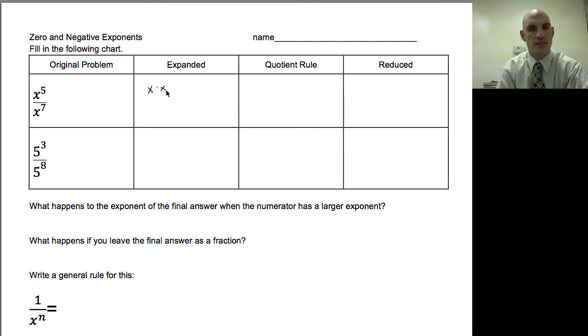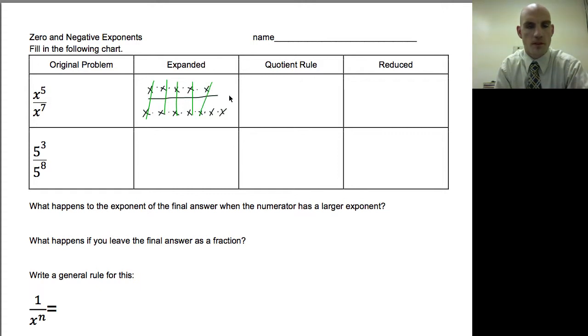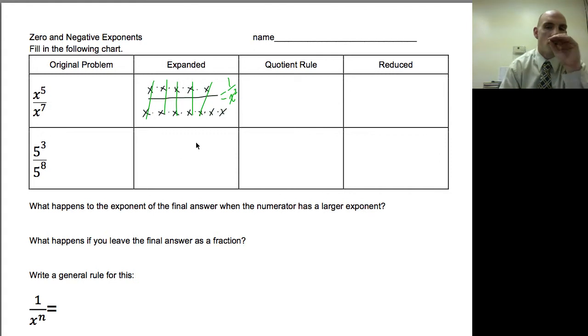If I expand this, I know it's 5 x's as a product on top and 7 x's as a product on the bottom. A little bit more work. And what I do is I'm going to cross these out, and I'm going to be left with something that's 1 over x squared. So I have x's left, but they just happen to be on the bottom. Okay, and so that's 1 over x squared.